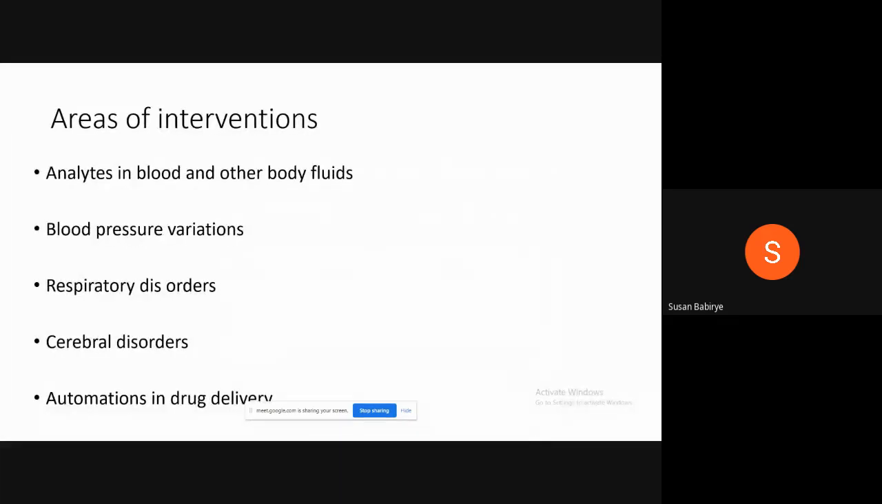There are so many areas that can be ventured into in biomedical engineering, including analytes in blood and other body fluids. You can investigate the levels of blood sugar and so many other analytes in blood and body fluids if you have interest in them. One of the leading causes of death in the developed world, and soon coming to Africa, is cardiovascular diseases. You can come up with interventions that can prevent death due to high blood pressure. You can look at areas of respiratory disorders, cerebral disorders, and automated drug delivery, among others.